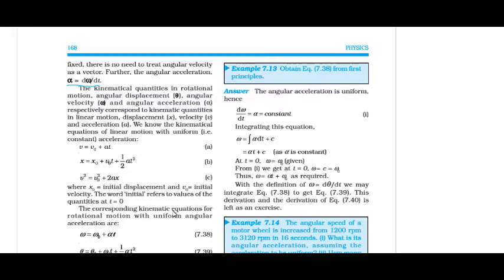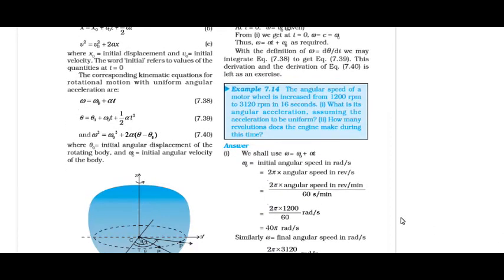The corresponding kinematic equations for rotational motion with uniform angular acceleration are omega is equal to omega naught plus alpha t, theta is equal to theta naught plus omega naught t plus half alpha t square, and omega square is equal to omega naught square plus 2 alpha into theta minus theta naught, where theta naught is the initial angular displacement of the rotating body and omega naught the initial angular velocity of the body.